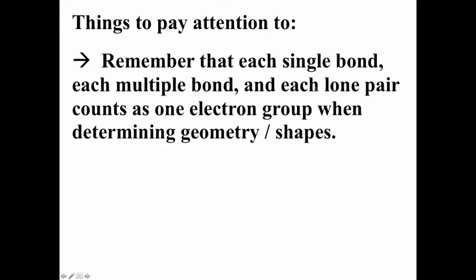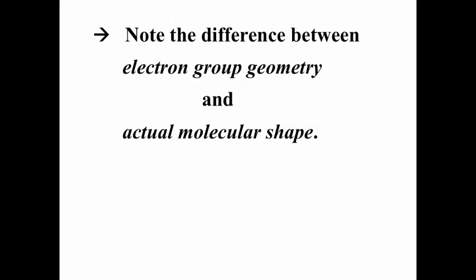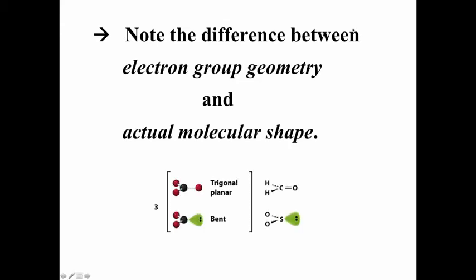Okay, so a little bit of summary, and then that's it for this screencast. Some things to pay attention to. Remember that each single bond, each multiple bond, and each lone pair counts as an electron group when we determine geometry and shapes. Here are a couple examples as we've seen before. And also note the difference between what we sometimes call electron group geometry and actual molecular shape. So here's an example of that again.